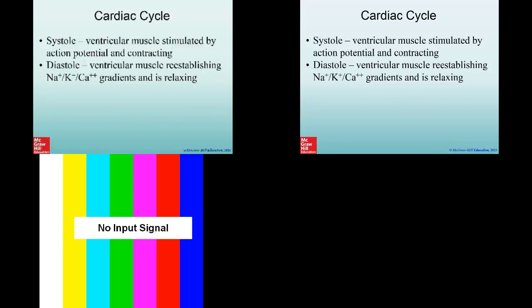So in systole, you'll see an electrical event, which is then followed shortly thereafter by the mechanical event of contraction. Of course, in diastole, the electrical signal is gone, so the cells are not being stimulated. And thus the channels are closed, and you have to reestablish those gradients for ions like sodium, potassium, and calcium in order to be ready for the next event.